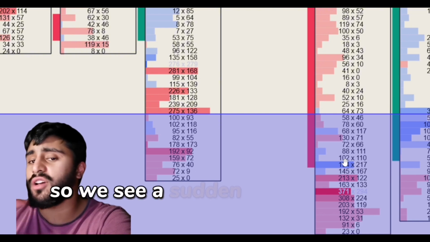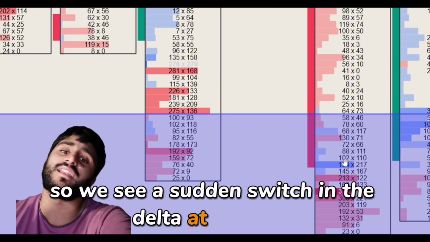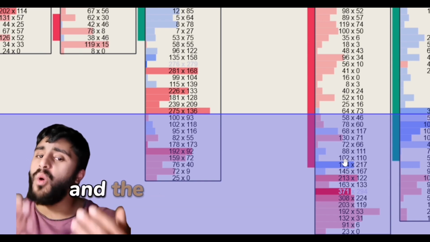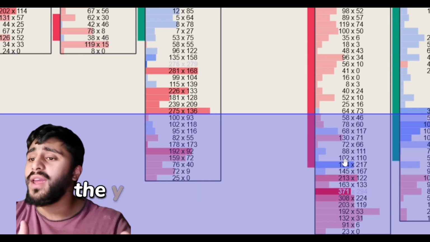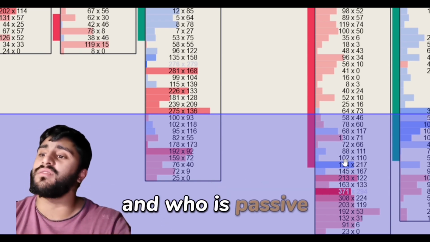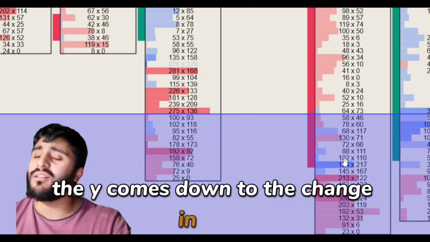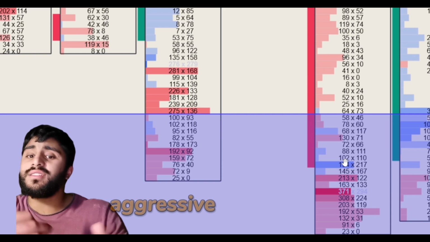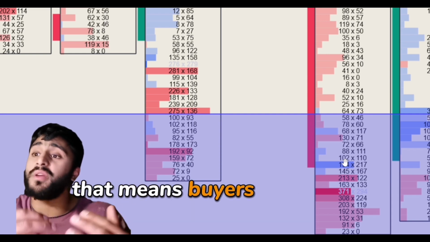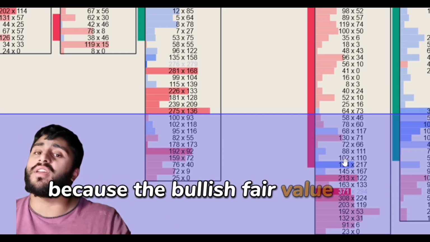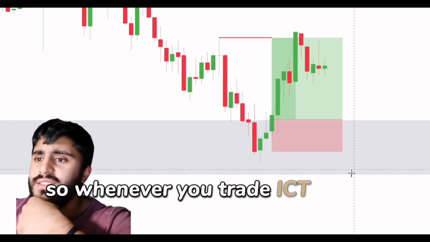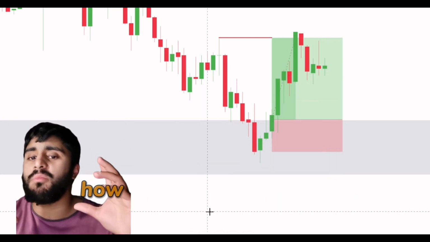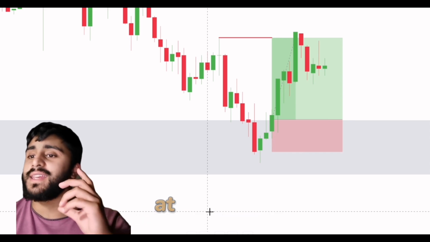So we see a sudden switch in the delta at key levels, which is essentially the bread and butter of how I trade. So location is fair value gaps, and the why comes down to the order flow. The why comes down to who is aggressive and who is passive. The why comes down to the change in delta and who is failing and who is being rewarded. Aggressive sellers fail. That means buyers are being rewarded because the bullish fair value gap is holding, right? So whenever you trade ICT or breaks of structure or however you trade, you want to take into account how buyers and sellers are actually behaving at key levels.